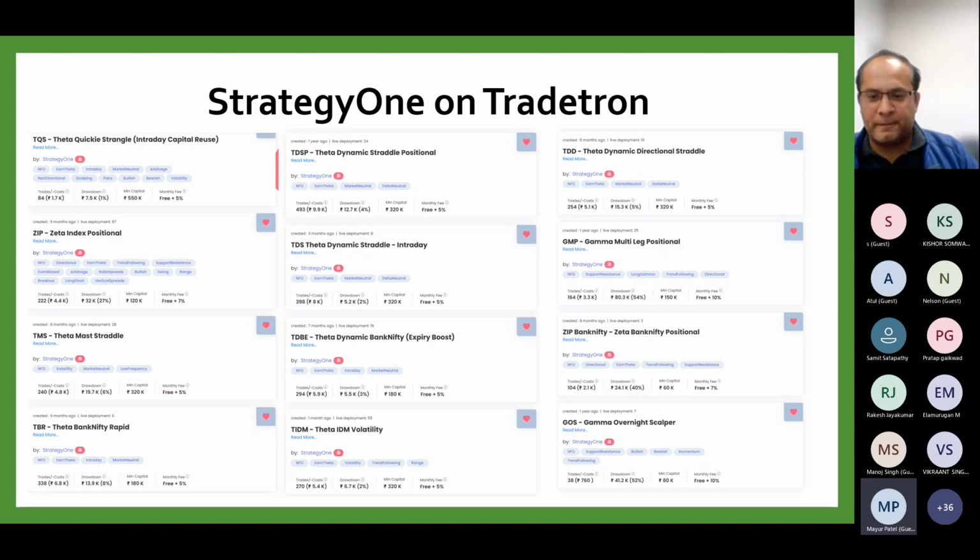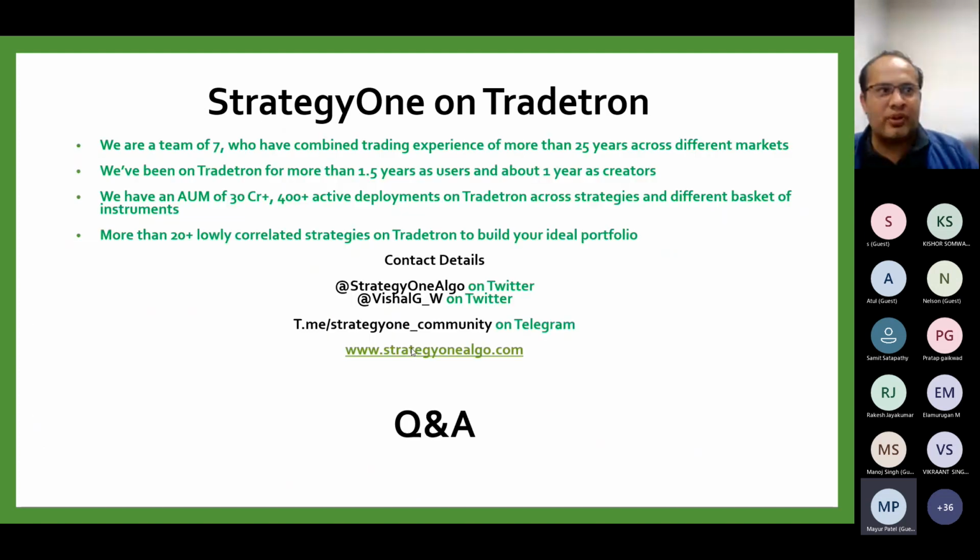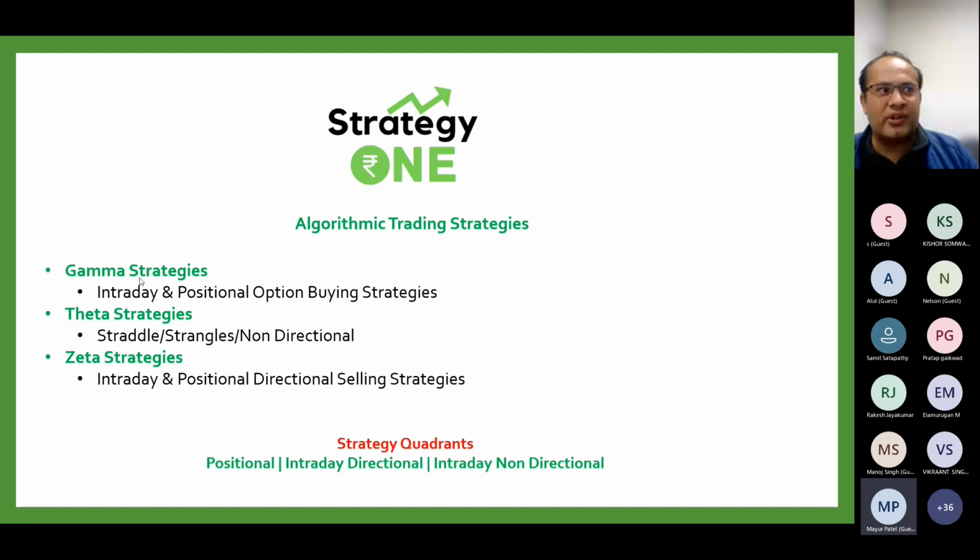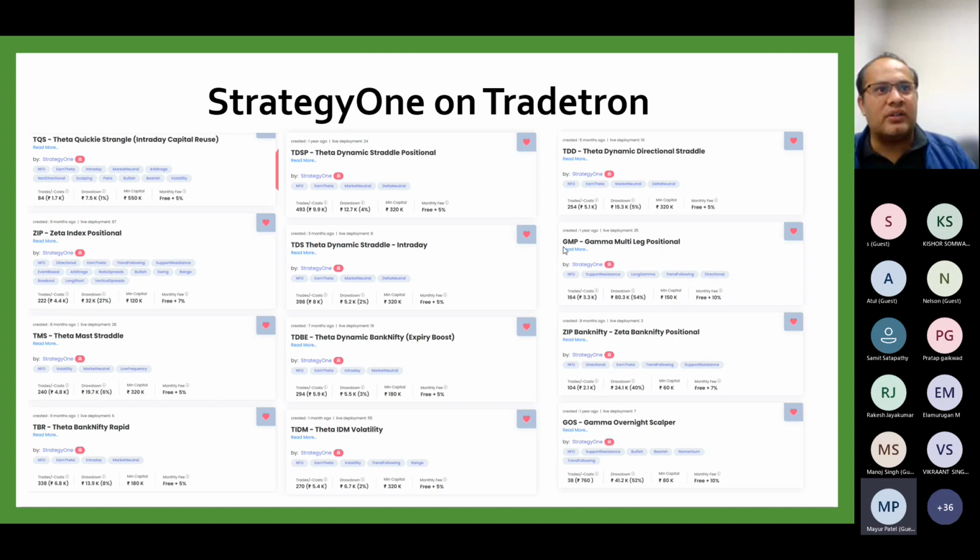Good evening. Sir, are there any option buying strategies available on the platform? Yes, we have option buying strategies as well. We have option buying and option selling, so this is the quadrant that we have. Gamma strategies are option buying, theta are intraday selling, straddle strangles, and zeta are positional and directional selling. You can see it here. GMP is a buying strategy. GOS is a buying strategy.